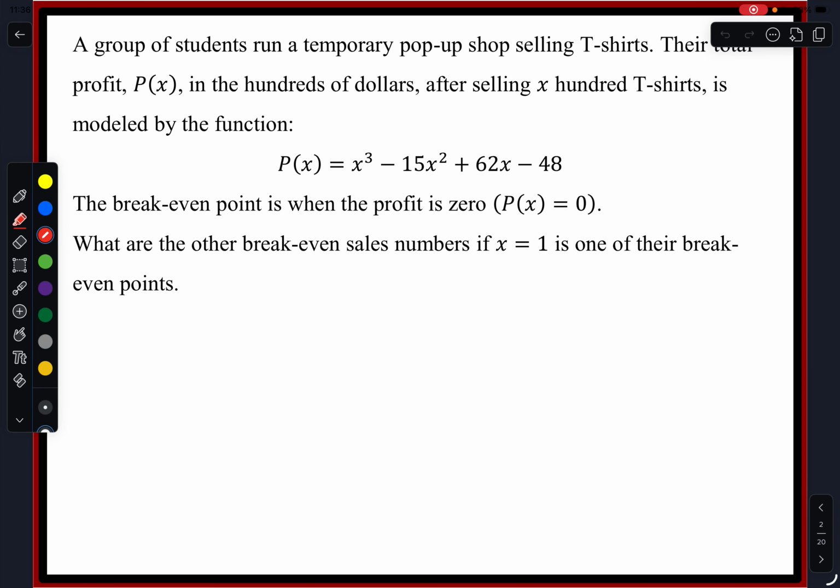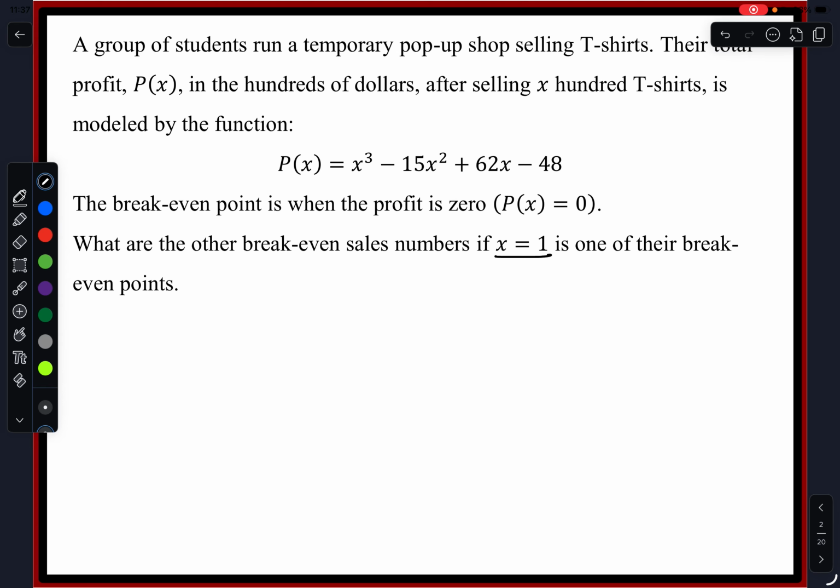In this example, a group of students run a temporary pop-up shop selling t-shirts, and the total profit P of x, in hundreds of dollars after selling x hundred t-shirts, can be modeled by this polynomial P of x. The question asks us to determine the other break-even points, where P of x is equal to 0. If we know that one of the break-even points is at x equals 1, what are the other two places where this pop-up is going to break even?